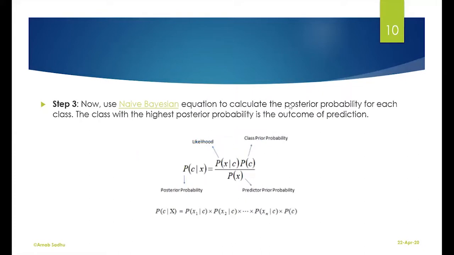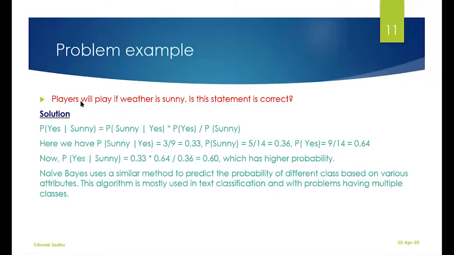Now in step 3, we use naive Bayes to calculate the posterior probability. The class with the highest probability is the outcome of the prediction. The problem example is: the player will play if the weather is sunny. Is this statement correct or not? It is found by the Bayes theorem as probability of sunny given yes, into probability of yes, divided by probability of sunny.